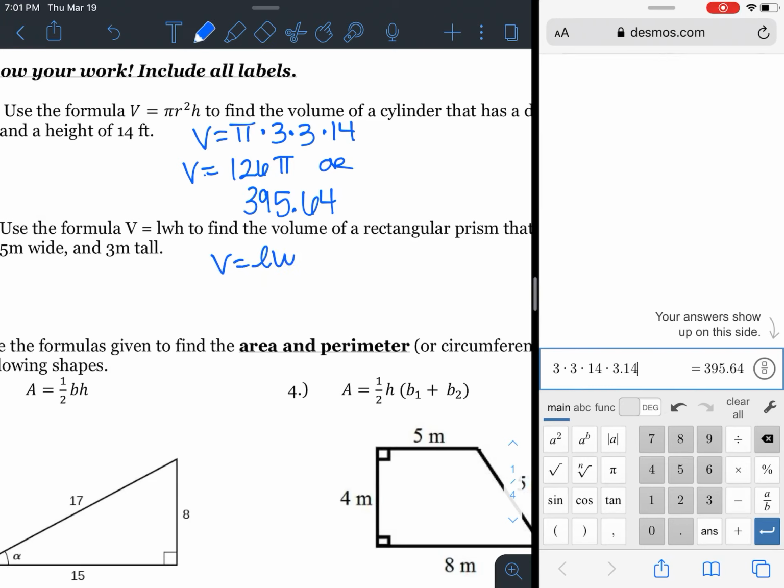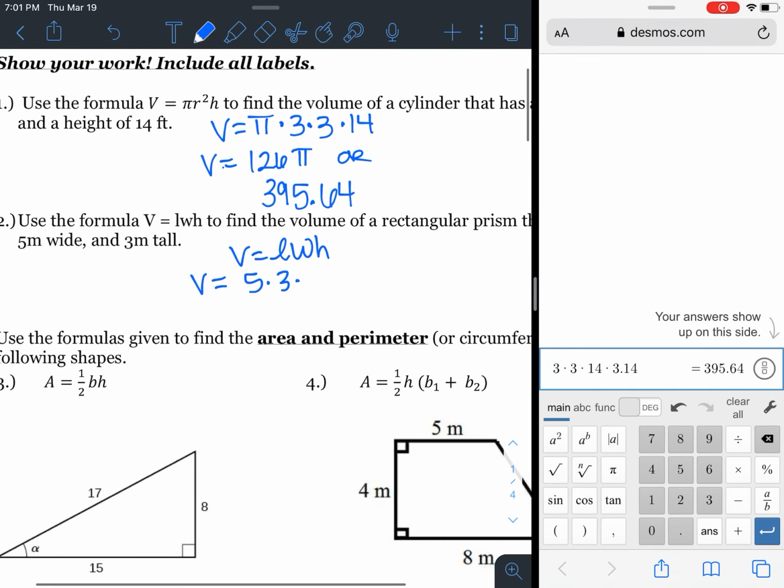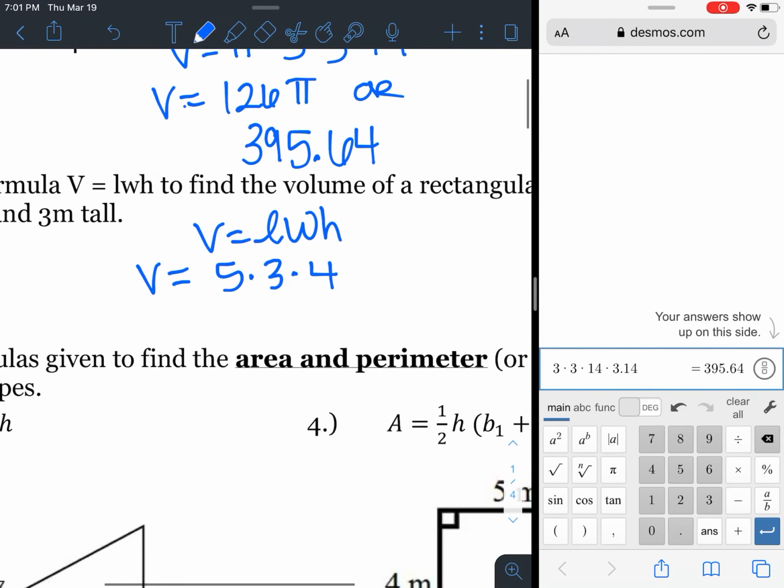Number 2, volume of a prism. Volume equals length, width, height. So volume equals 5 times 3 times 4. Let's see, 5 times 3 gives us 15, times 4 is 60.